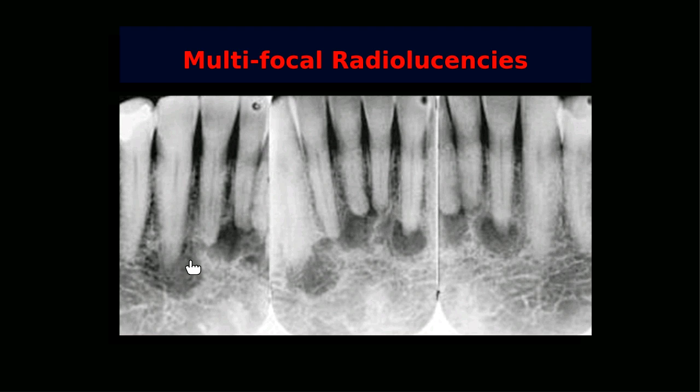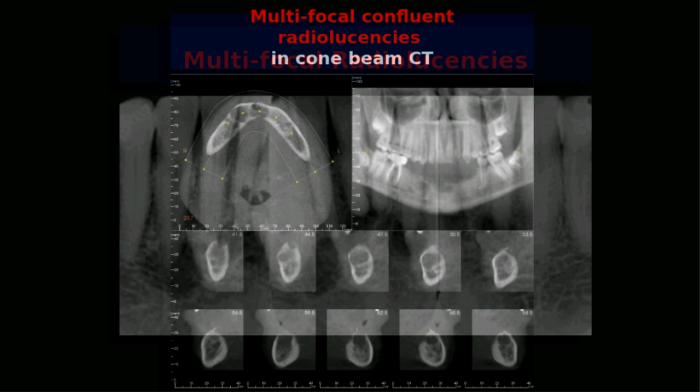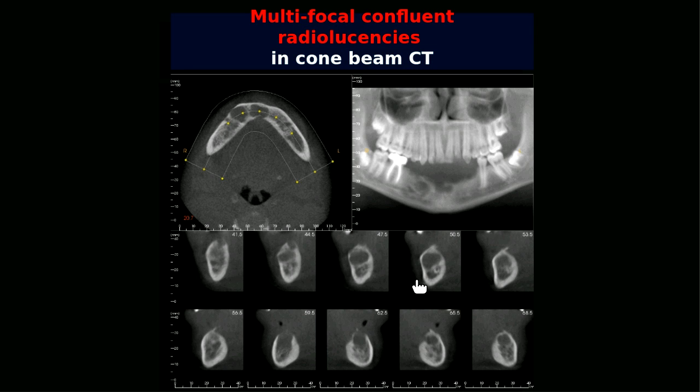These are multifocal radiolucencies. These are just at the apex, and they're focal. You can see that. And I was trying to use this term, confluent, multifocal confluent radiolucency. See, the radiolucencies attach and touch each other. These are the confluent radiolucencies. You can see that on the cone beam, very beautifully in those areas.